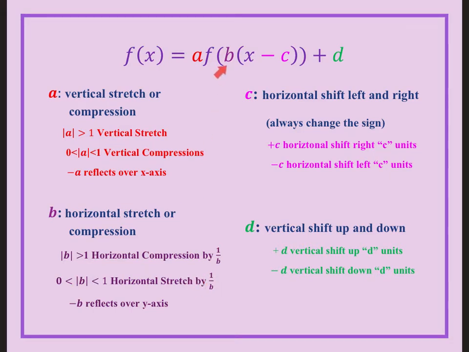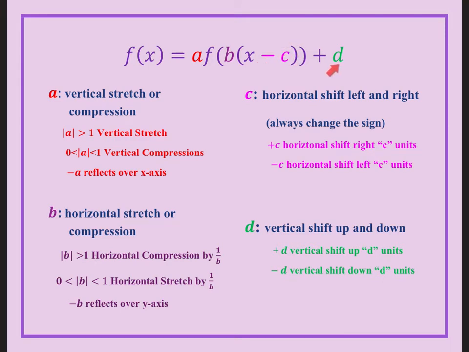Now, if you have a negative in front of x, inside your parentheses, that's going to be a reflection over the y-axis. Then we have our C value. Notice this equation has a minus C. So this minus means whatever we see here, we're always going to change the sign. And this is going to cause your graph to shift either left or right. But it's always going to be the opposite of what you see. So if you see a -4, it's really going to the right 4.